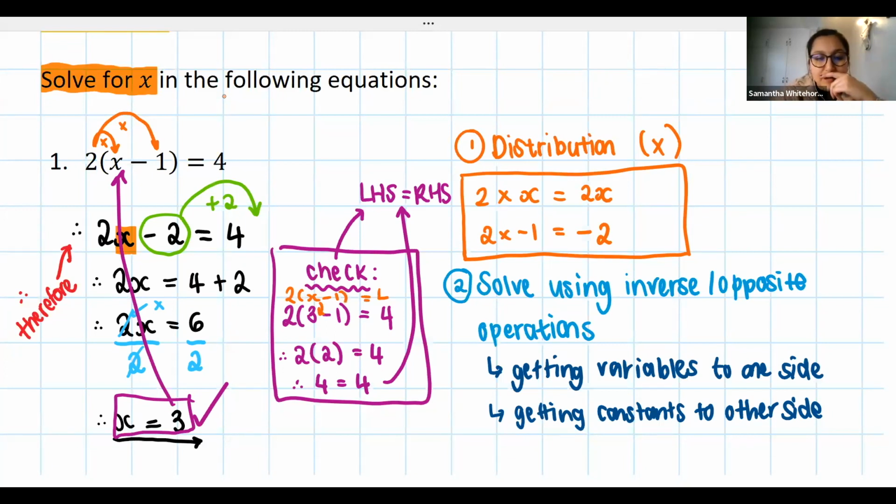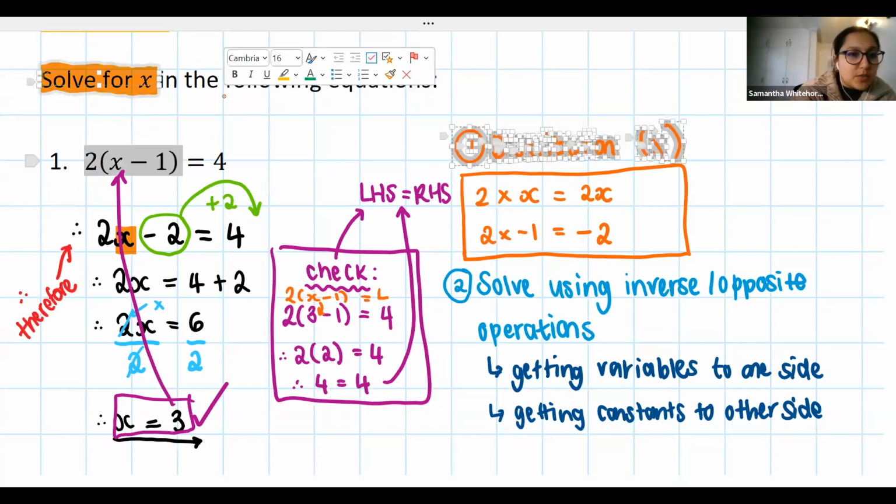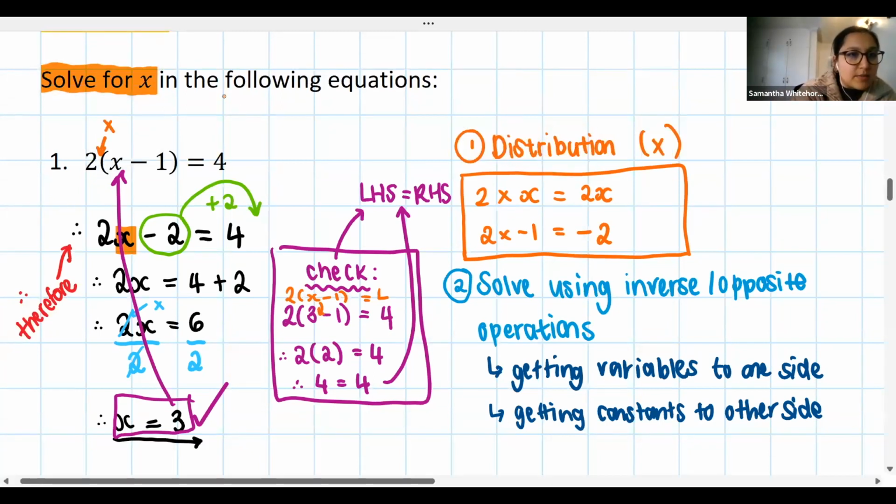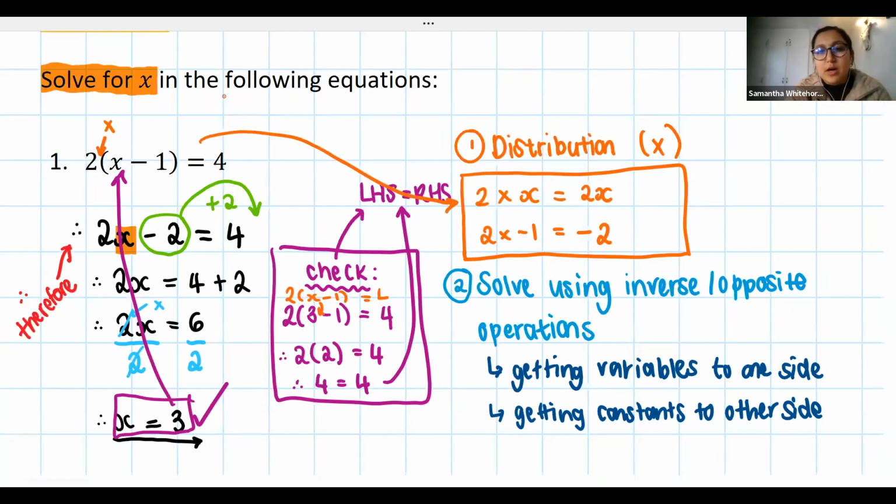In between the x and 2, is there a multiply? Exactly. There's multiplication. So if we go back up to the original question, in between this 2 and the bracket, there's a multiplication. This is why, if you look in this orange block here, we are multiplying the 2. We're distributing the 2 to both the x and the -1.